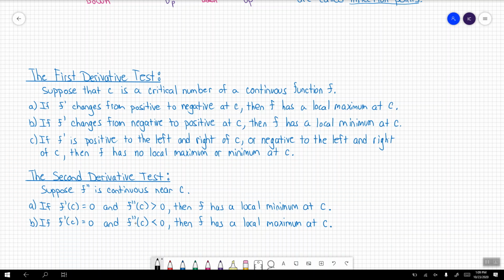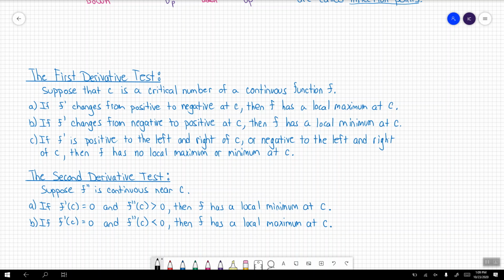Same thing happens for part B. If the derivative evaluated at C gets a 0, meaning we found a critical number, and the second derivative evaluated at C is less than 0, meaning it's negative, that's concave down, then the function has a local maximum at the value C.